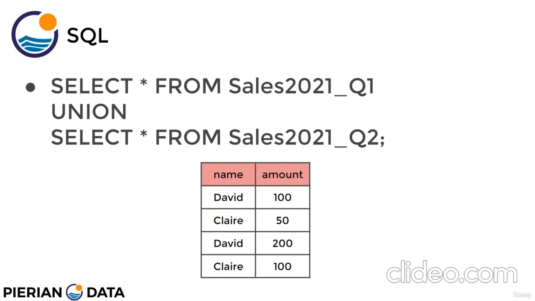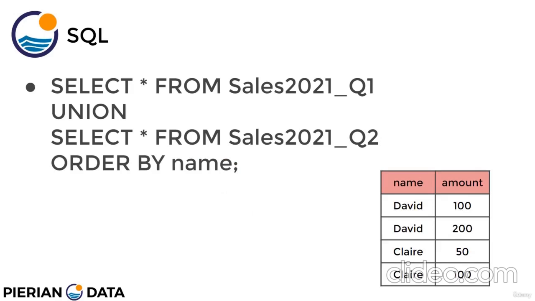And as you can imagine, if you wanted to, you could have multiple union calls pasting together these different results. You can also, for example, if you wanted it ordered or sorted by the name, just add an order by call after this to order it by the name.